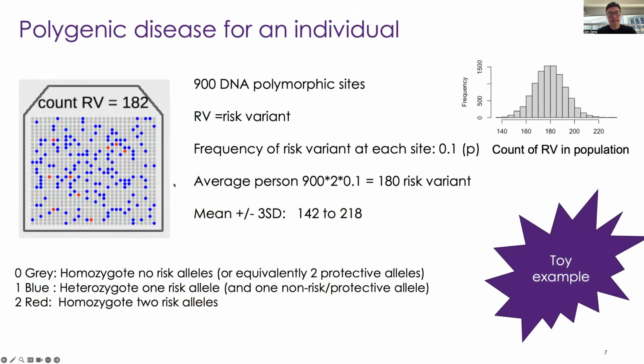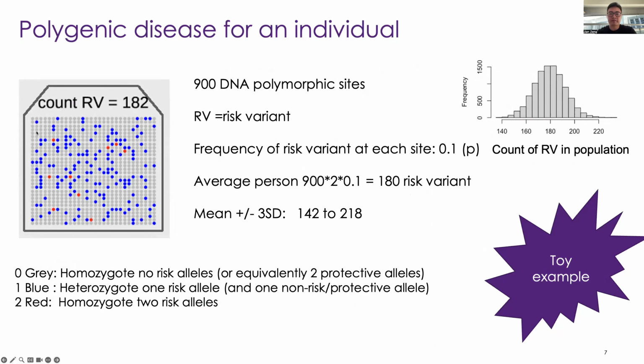So what does the polygenic architecture mean for an individual? To build intuition, imagine a toy example with 900 DNA polymorphic sites that influence disease risk. If the risk variants each have an allele frequency of 0.1, then on average, a person would carry about 180 risk variants. This graph shows what the risk profile looks like for an average person.